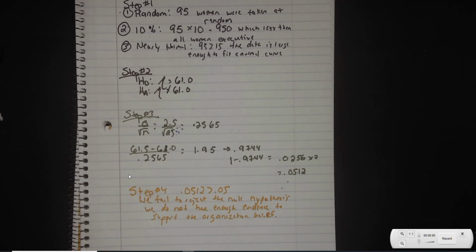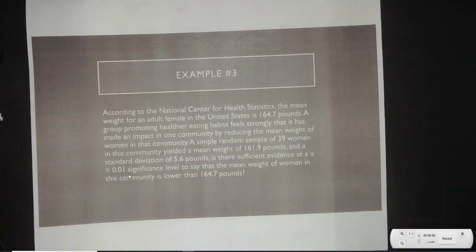Okay, so this last one I'm going to put into StatCrunch to find the p-value, so you can see what that's about. The last one states, according to the National Center for Health Statistics, the mean weight for an adult female in the United States is 164.7 pounds. A group promoting healthier eating habits feels strongly that it has made an impact in one community by reducing the mean weight of women in that community. A simple random sample of 39 women in this community yielded a mean weight of 161.9 pounds and a standard deviation of 5.6 pounds. Is there sufficient evidence at an alpha equals 0.01 significance level to say that the mean weight of women in this community is lower than 164.7 pounds?